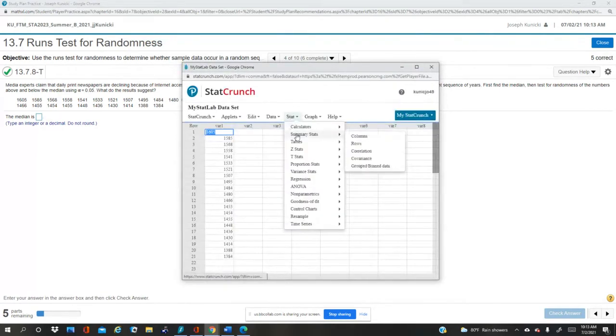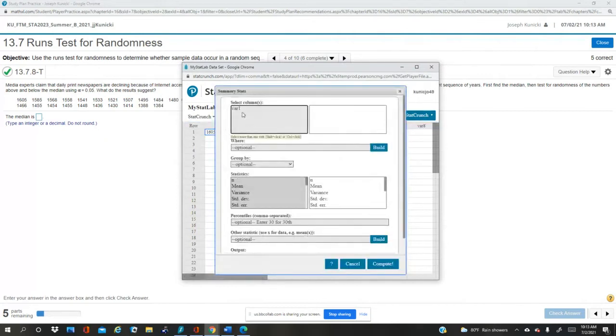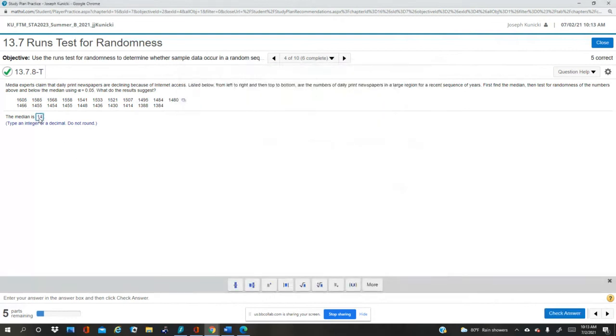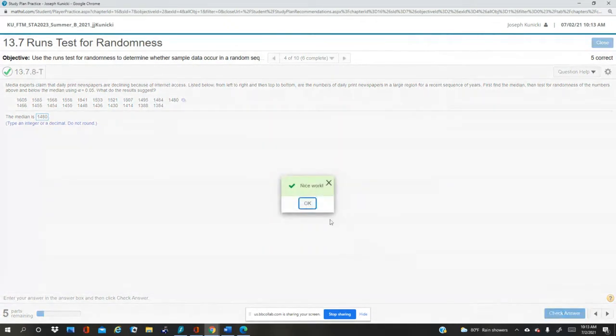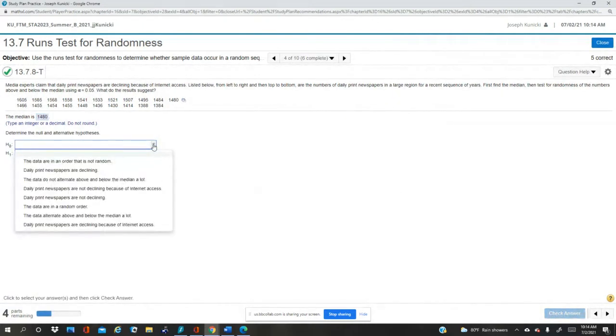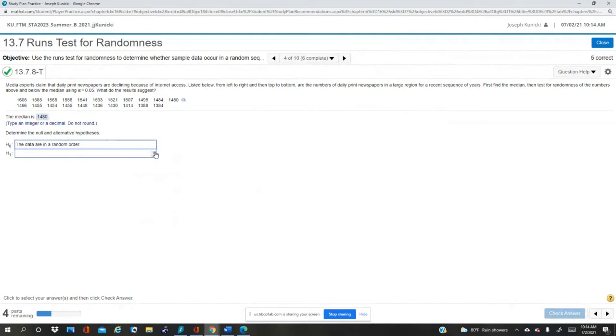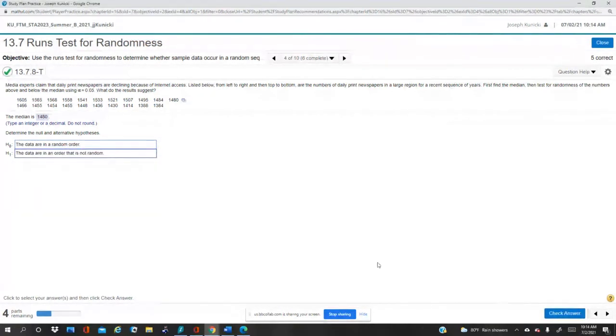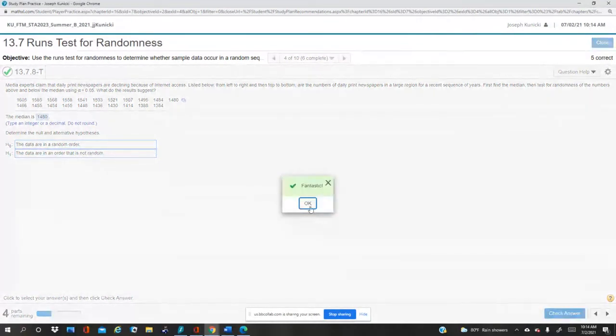And do a summary stat column labeled variable 1. And the median is 1480. So they want to know how many runs, well, first of all, let's do this. The null is always that they're in random order, and the alternative is that they're not in random order. Okay, that's always the case.